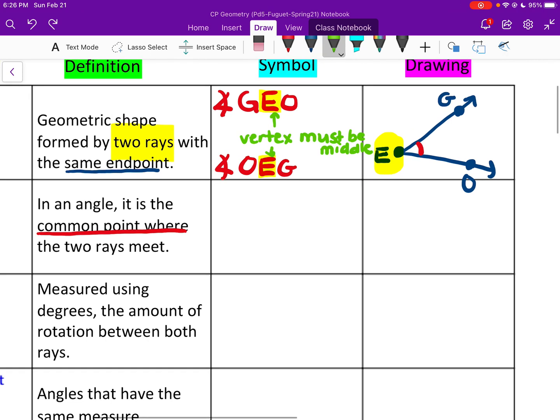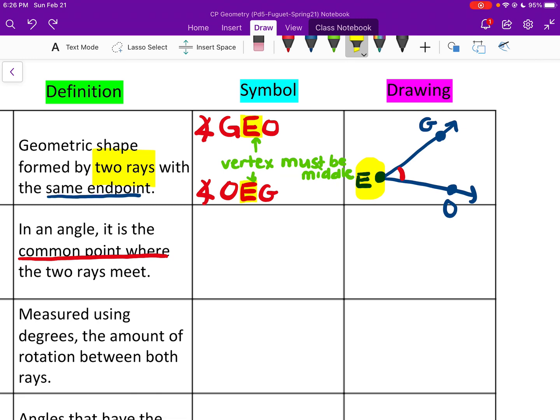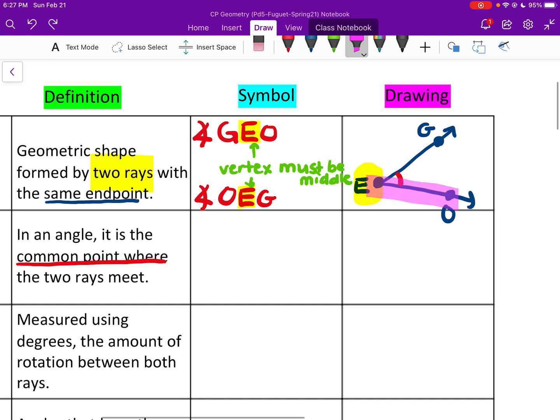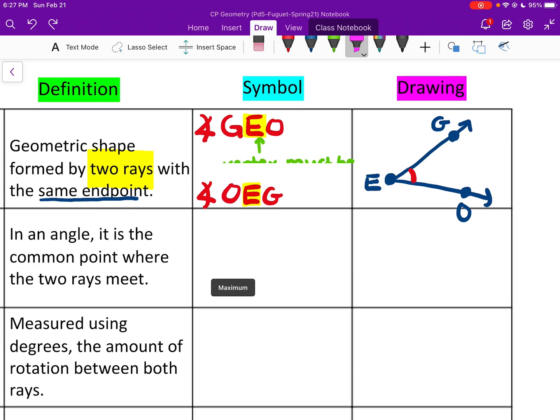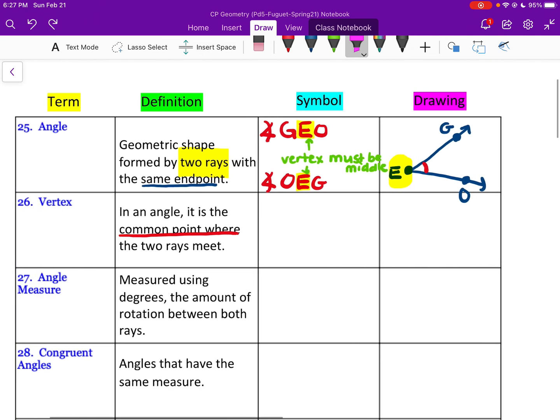And the reason is, I like to think of this naming as giving us direction. So calling it GEO or OEG, that says start at point G, go down to point E, and over to point O. That gives us our angle. And same thing, O to E to G. If we name this maybe EGO, that would actually look something like this, and that would not be the same angle. So that's the important concept here.